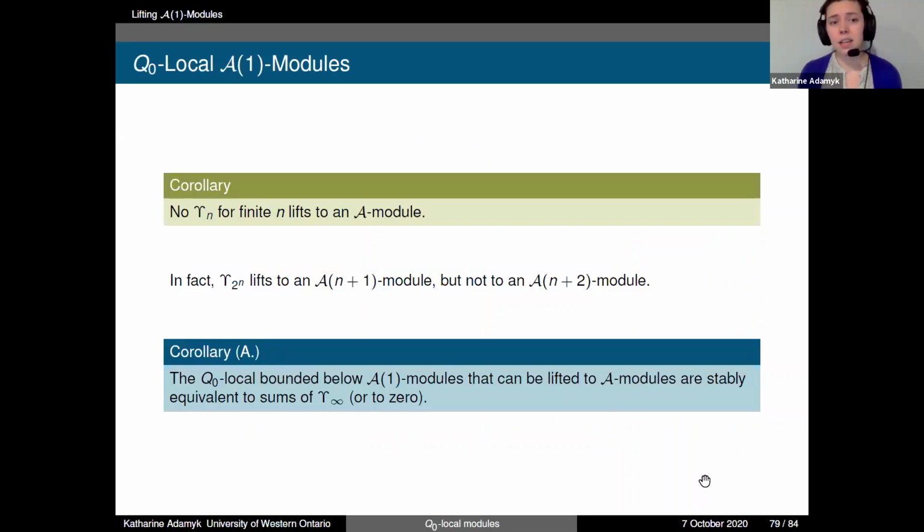A corollary of this is that none of our finite seagulls lift to modules over the whole Steenrod algebra. You can show by hand, in fact, that the 2 to the n Seagull lifts to an A_{n+1} module, but not an A_{n+2} module. I'm certainly not claiming this is a proof of a new result, but it's an interesting thing that just falls out of this spectral sequence. This tells us that the Q0 local bounded below A1 modules that can be lifted to modules over the whole Steenrod algebra are going to be stably equivalent to sums of the infinite Seagull or to 0. Because I know it's stably equivalent to a sum of some Seagulls, if any of them are finite, my module couldn't be lifted.